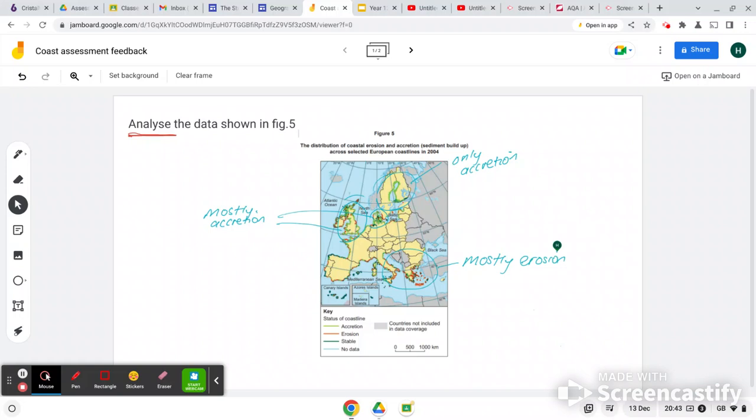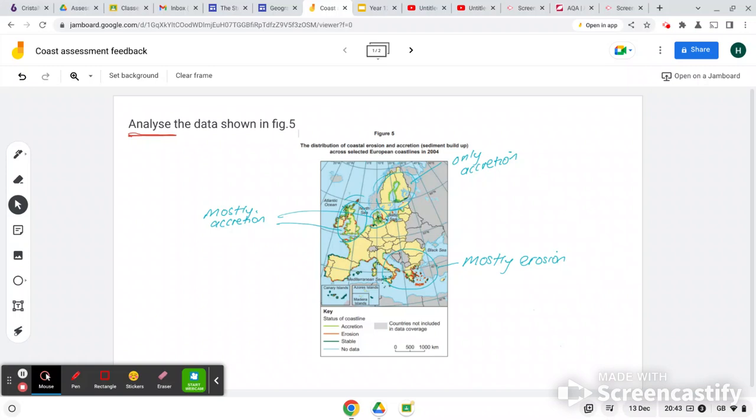Now I've identified a bit of a pattern here where we've got mostly accretion occurring in the north, particularly above 60 degrees north, where there is only accretion with a small amount of a stable coastline. But generally above 50 degrees north, we've got mostly accretion. The majority of accretion is occurring here. The majority of erosion is occurring below 50 degrees north. So this is now a pattern that I have identified.